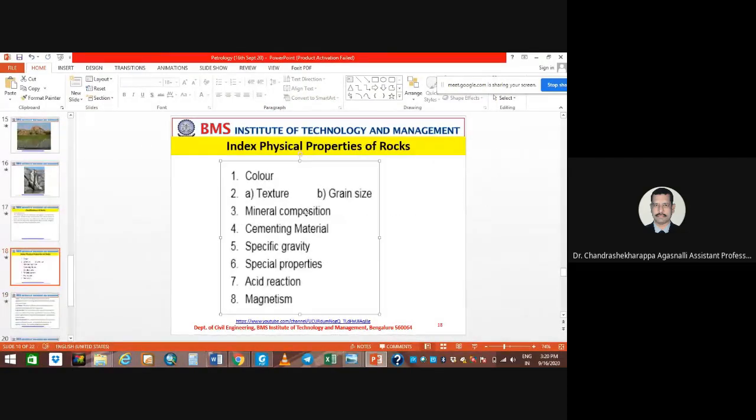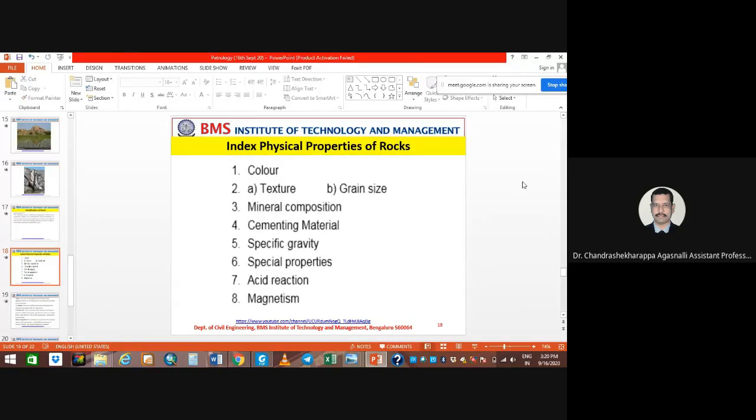What are those index properties? You studied these properties for minerals, the study of minerals. Some of the properties will be there for the rocks, but they will be a little bit different from the properties of minerals. So in minerals, yes, there is the color, the form or habit, and also the luster, streak, affinity. All those things we have seen.